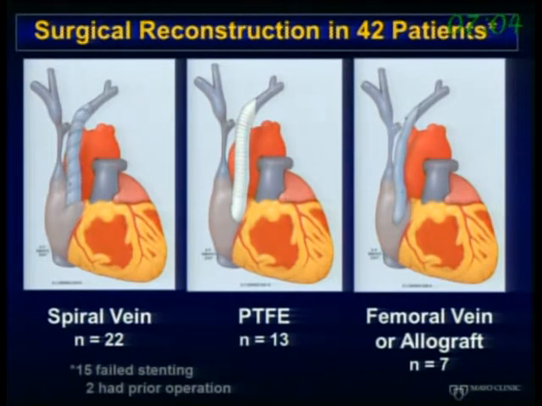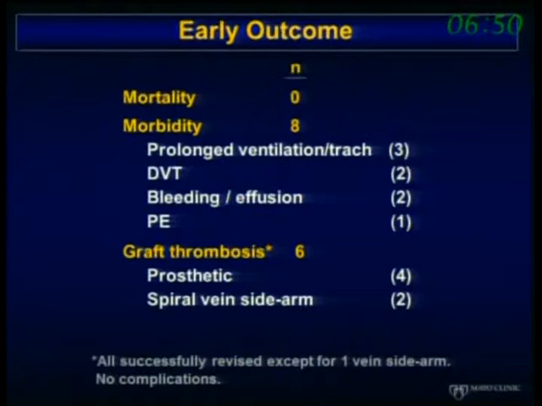If we look at the 42 reconstructions, 22 were with spiral vein, 13 were with PTFE, and the remaining 7 were with femoral vein, and 1 patient had an allograft. 15 of the patients operated had failed stenting, and 2 of them had had prior reconstructions. There were no deaths. Major morbidity occurred in 8 patients. Prolonged ventilation requiring tracheostomy occurred in 3, DVT and bleeding in 2 each, and a pulmonary embolism in 1 patient.